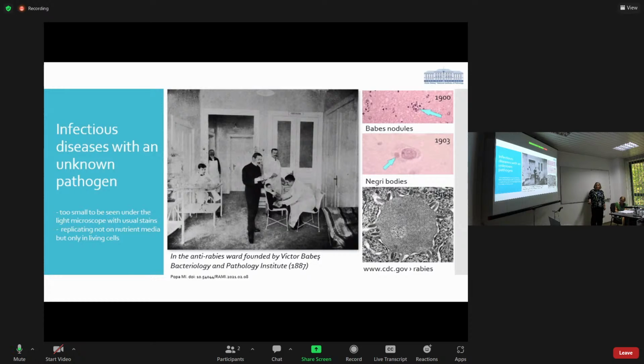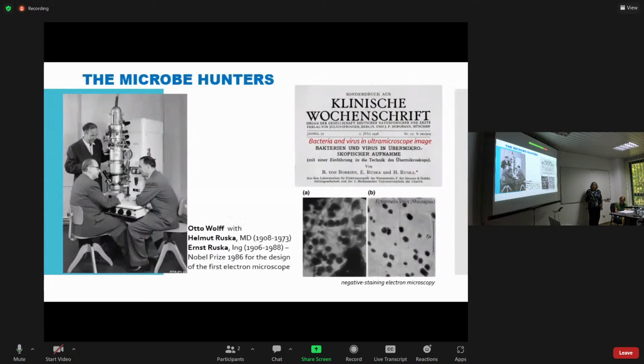The virus was supposed to be the pathogen because it was too small to be filtered. It was also non-replicative in culture media, and required cell culture to replicate. So we need to thank the Ruška brothers for electron microscopy.